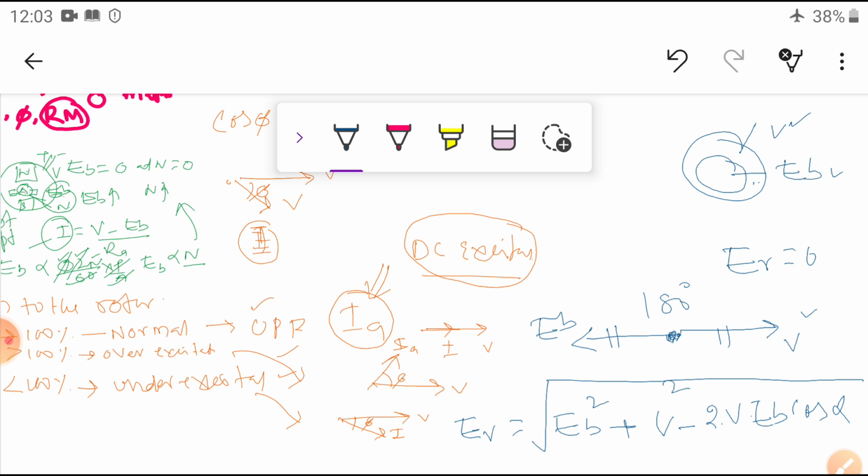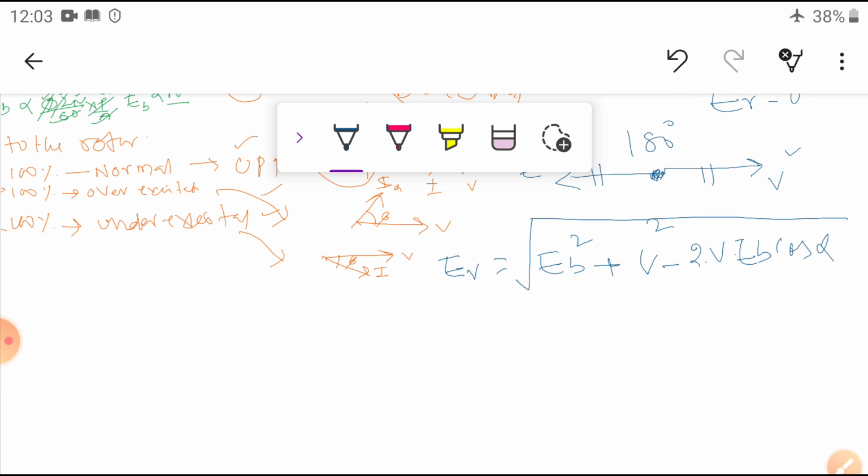Suppose in the second case, we get the overexcited condition, that is, the DC supply is more. In this overexcitation condition, the voltage is this one. Whatever EB is given, with overexcited leading current, the current comes in this direction, then automatically this EB is reduced. This is known as alpha. So what is alpha? We can say this alpha is nothing but the load angle.